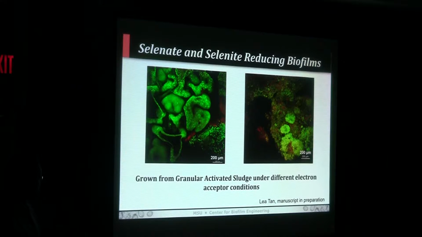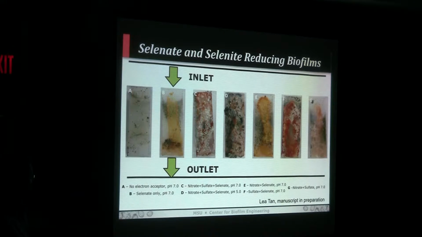Now, before I go there, these are two biofilms, the scale was 200 micrometers, that were grown from wastewater granular activated sludge that are reducing selenium. When the student Leah Tan came into my lab, she said, "Oh, I want to study these bacterial biofilms that reduce selenium." I said, "Well, if they come from wastewater, you'll probably see a number of other organisms." And it turns out that depending on the conditions that she chooses, first of all, the red ones are basically the ones that clearly reduce and precipitate selenium, in this case selenate.